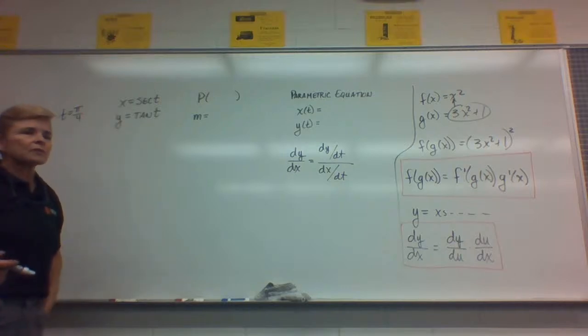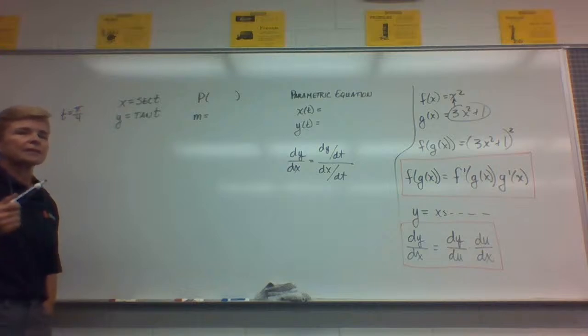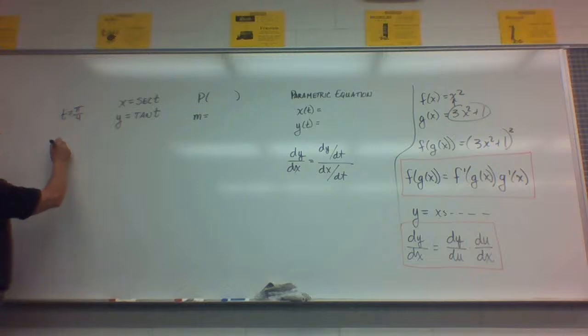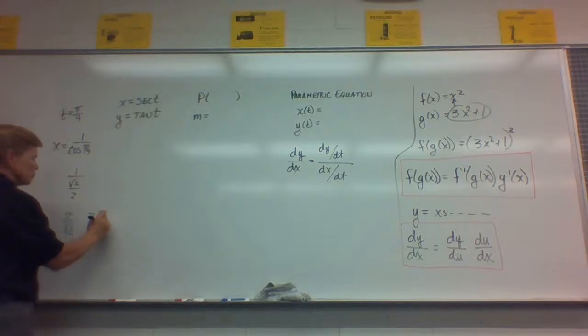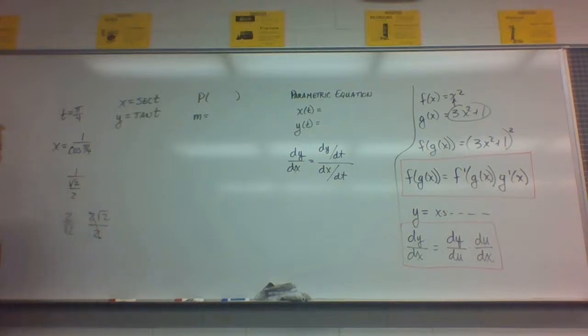Can anybody tell me what they believe the secant of pi fourths is in exact form? That means you have to remember your trig. What's another way to write secant? One over cosine. Cosine of pi fourths is root 2 over 2. But 1 over root 2 over 2 is 2 over root 2, but we don't like that form, so we rationalize the denominator and we get 2 root 2 over 2, and they cancel. So it's root 2.